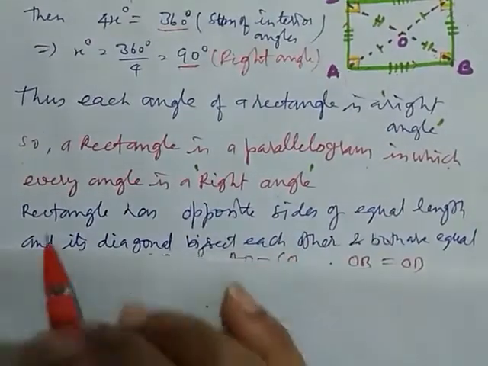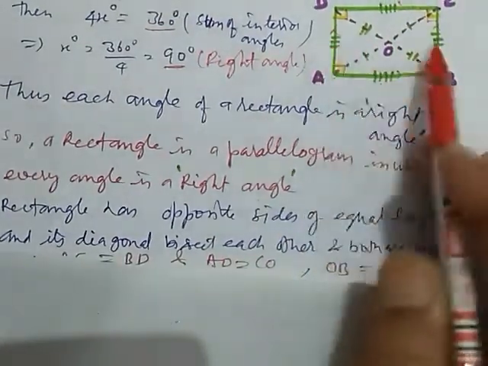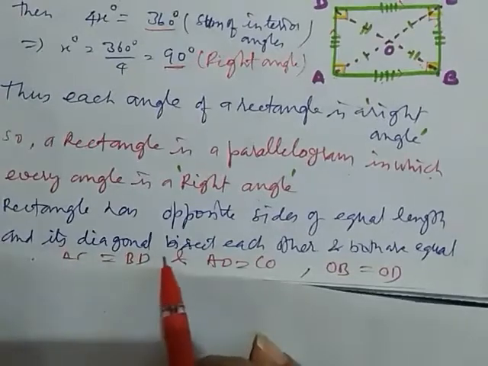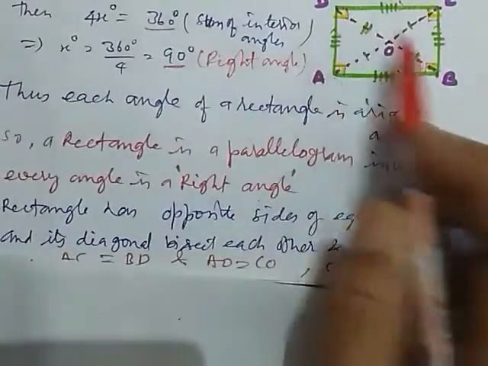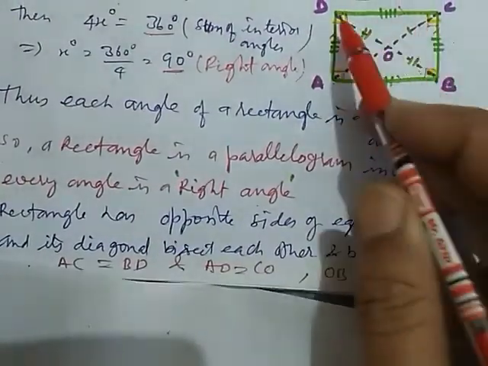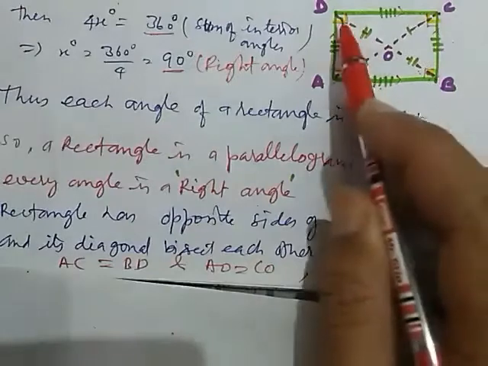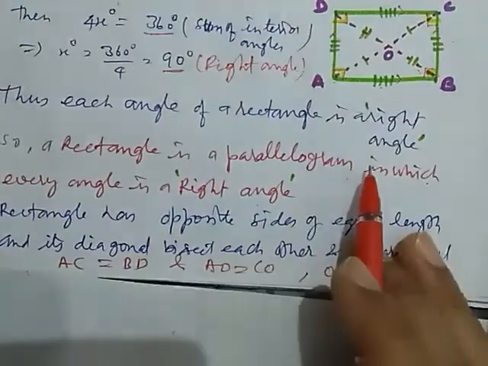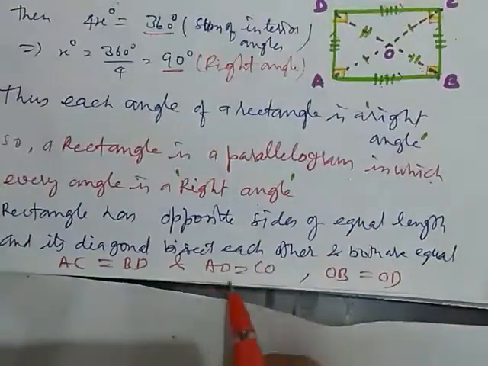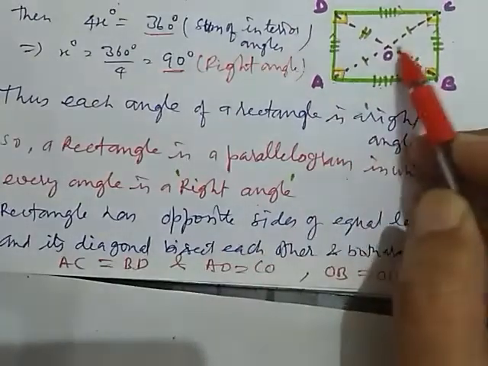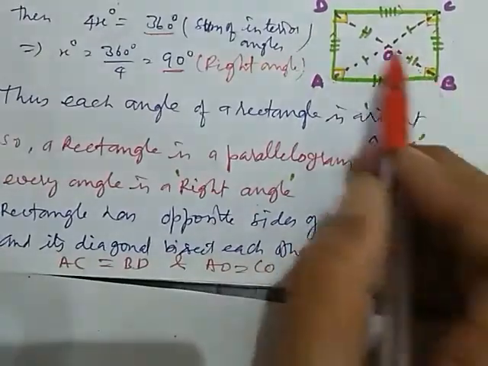Now, a rectangle has opposite sides of equal length, and its diagonals bisect each other. These are the diagonals AC and BD which are bisecting each other, and both the diagonals are also equal. AC and BD are equal. So this is our conclusion: AC and BD, both the diagonals, are equal. AO and CO are also equal, OB and OD are also equal.